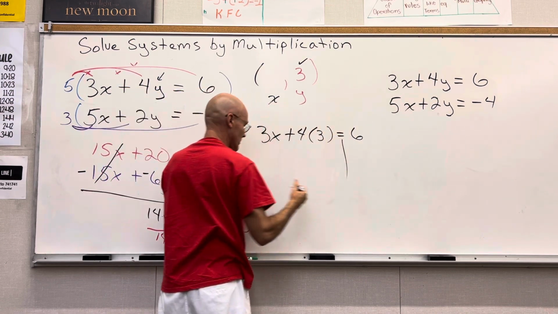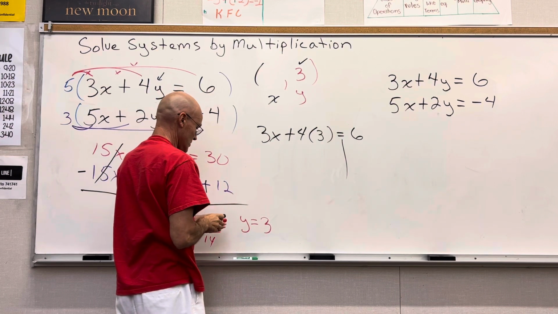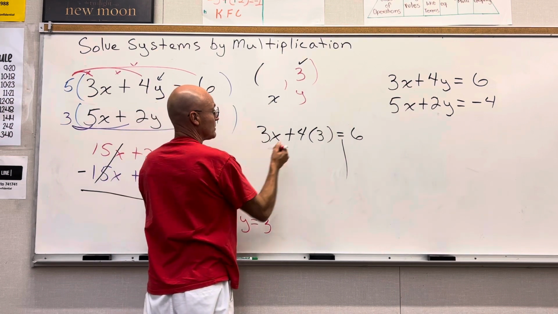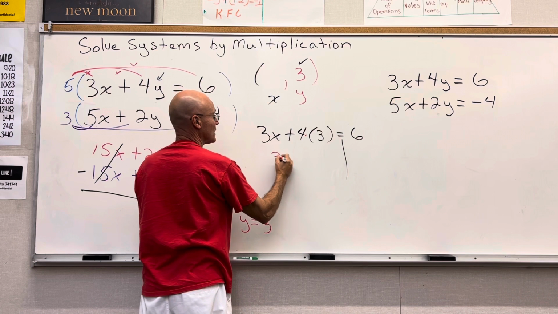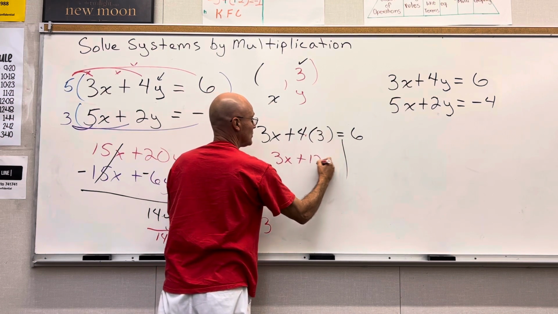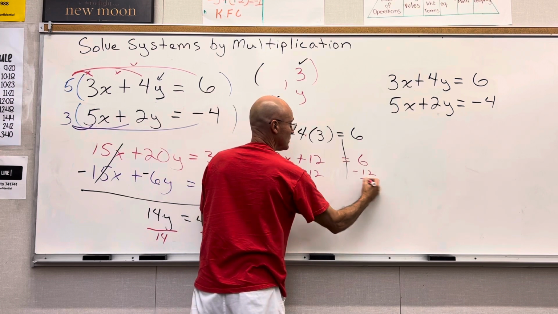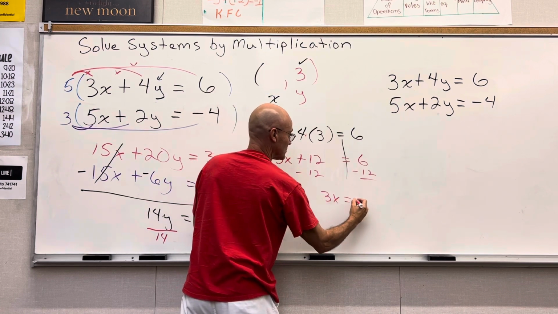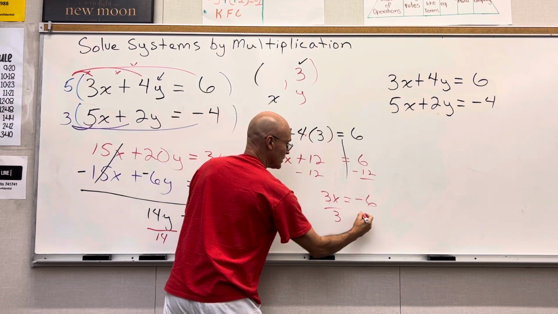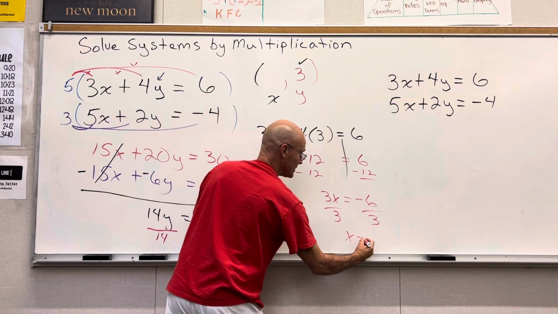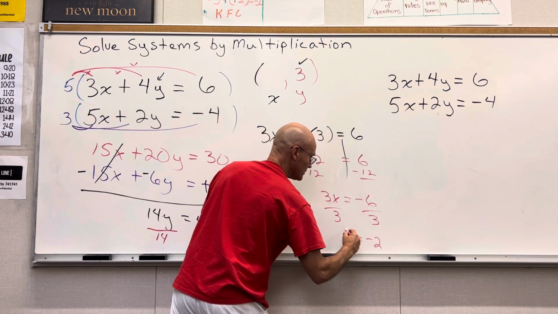And we're going to solve for x. So 4 times 3 is my first step. I got 3x plus 12 equals 6. I minus the 12. I get 3x equals negative 6. Divide by 3 and divide by 3. I get x equals negative 2.